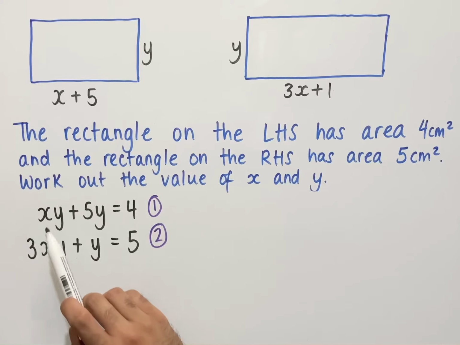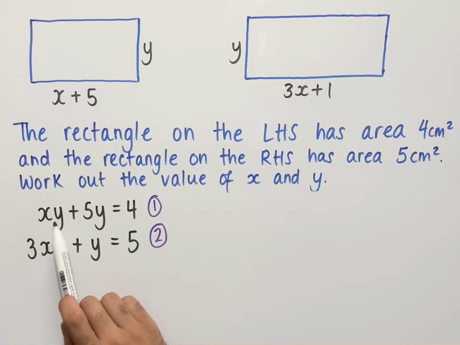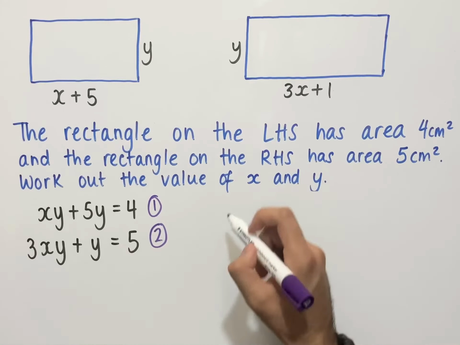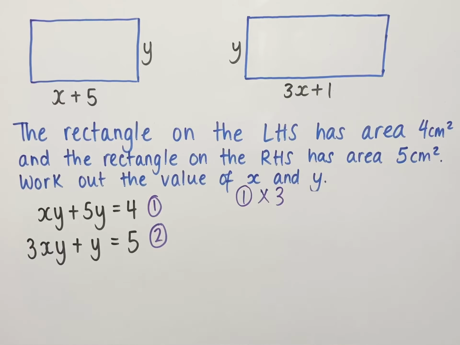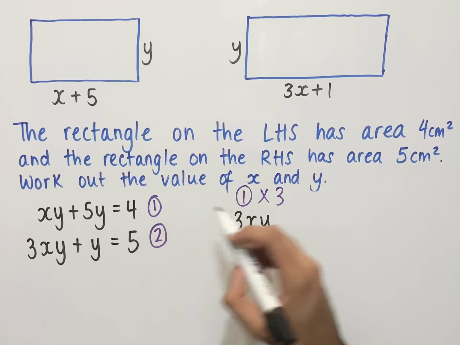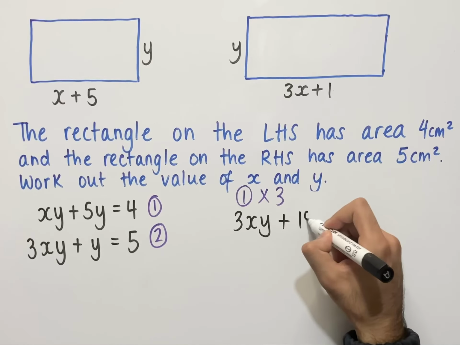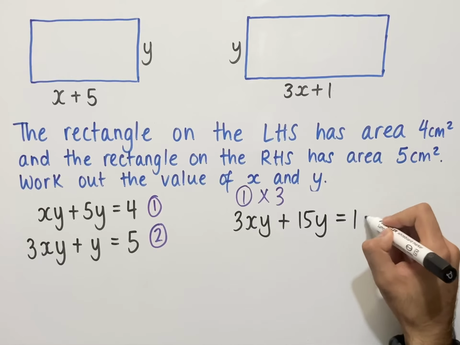To get the same number of xy's in both equations, we see that we've got 3xy in the second equation and one lot of xy in the first equation. So we need to multiply the first equation by 3. And now if we do that, we get the following. So xy multiplied by 3 gives us 3xy. 5y multiplied by 3 gives us 15y. And 4 multiplied by 3 gives us 12.